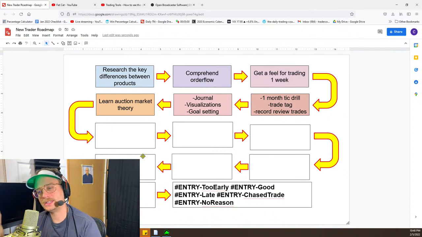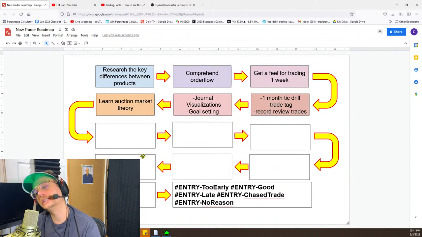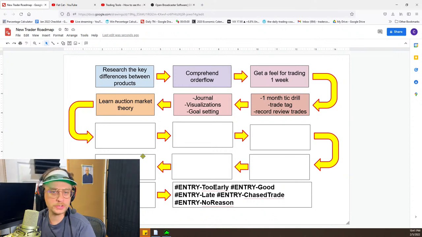Learn some sort of system. I suggest auction market theory. Okay, because it's just badass. It's a religion. It's a cult. If you want to drink the Kool-Aid, join. Learn as much about auction market theory as you can possibly learn.